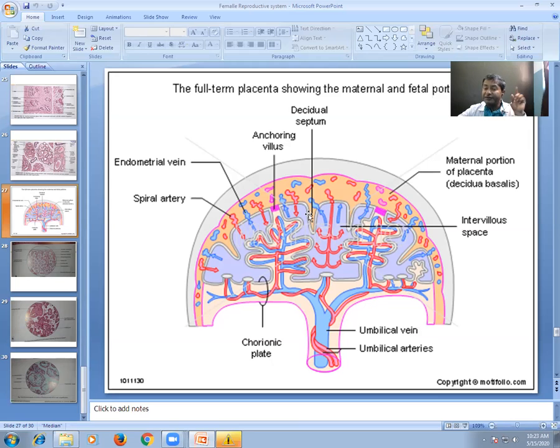The other type of classification is primary villi. What does primary villi contain? Only one layer, the trophoblast. What does secondary villi contain? Outer is the trophoblast, inner is the extra embryonic mesoderm. The third type is the tertiary villi. Tertiary villi have three layers, as the name itself suggests: outermost is the trophoblast, next is the extra embryonic mesoderm, and the third one, the core, consists of blood vessels. So that is the classification.